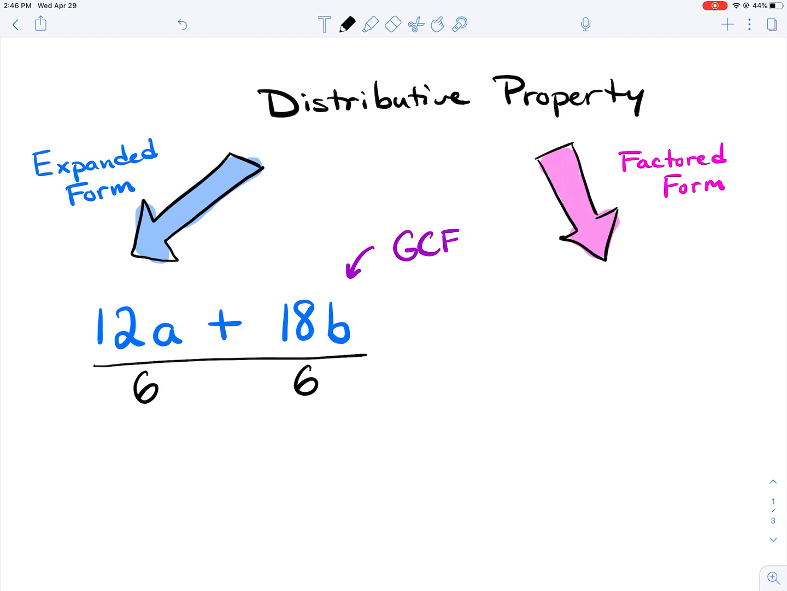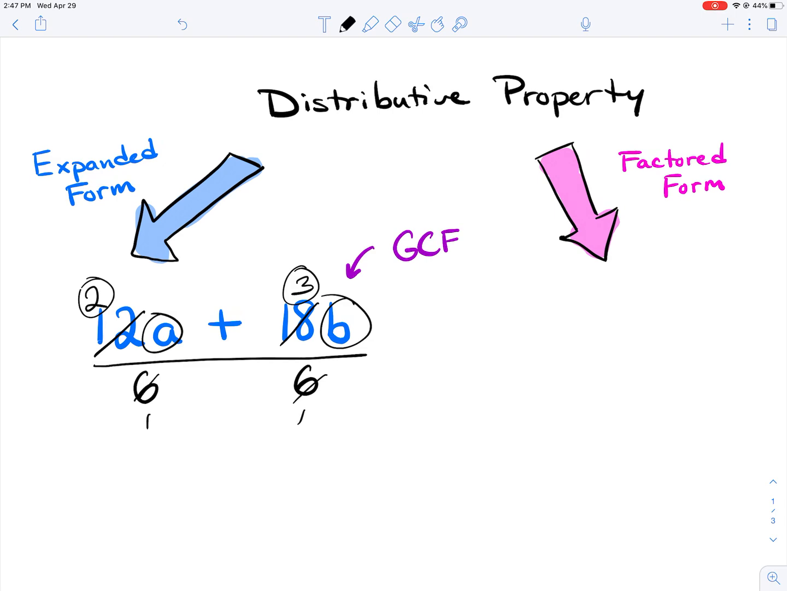So if I divide 12a by 6, I'm left with a 2 and an a. And if I divide 18b by 6, I'm left with a 3 and a b. And of course those would disappear.